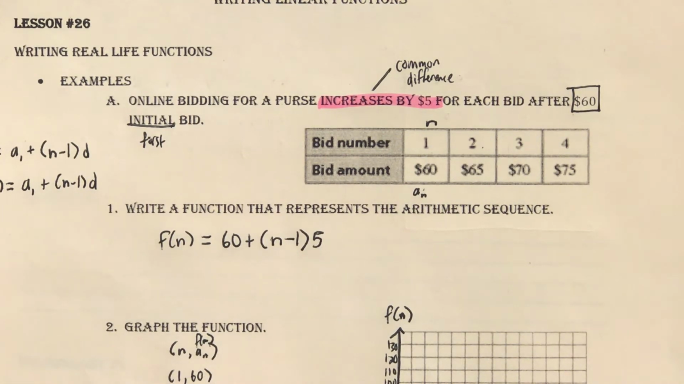In order to figure that out, I need to replace the function f of n with the winning bid. So I'm going to put 105 right here, and then I'm going to set that equal to the remainder of the function I wrote, which is 60 plus (n minus 1) times 5. So they said the winning bid was equal to 105. So what position was that? How many bids were there to get to 105?